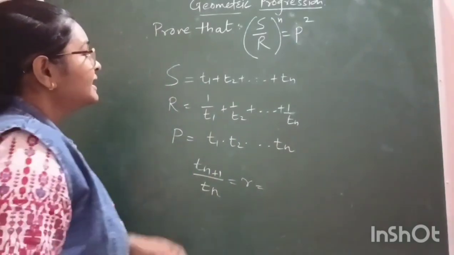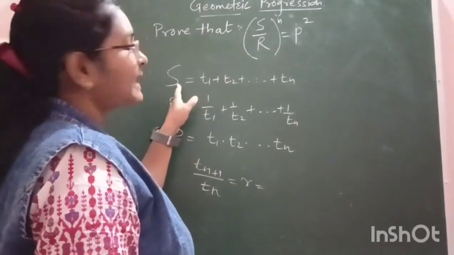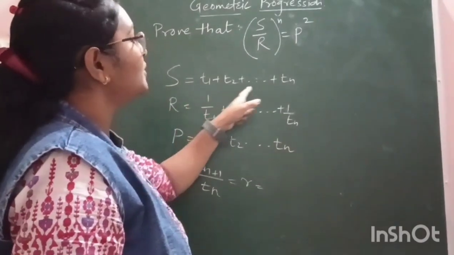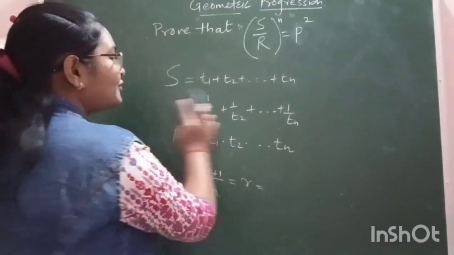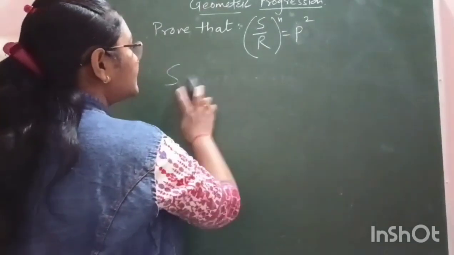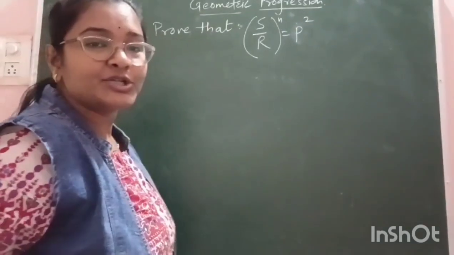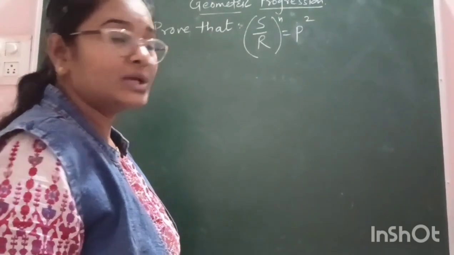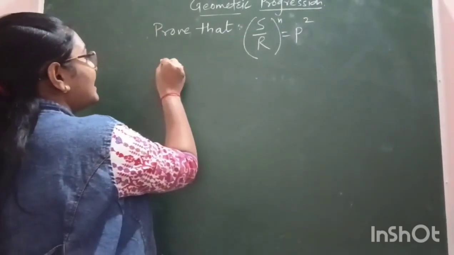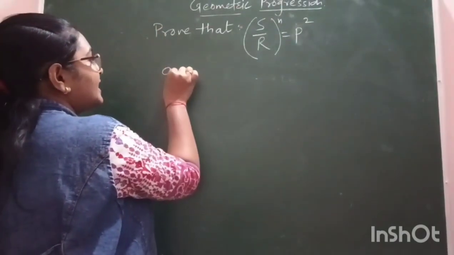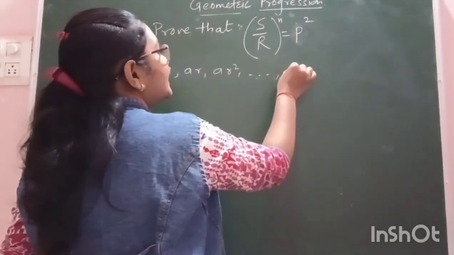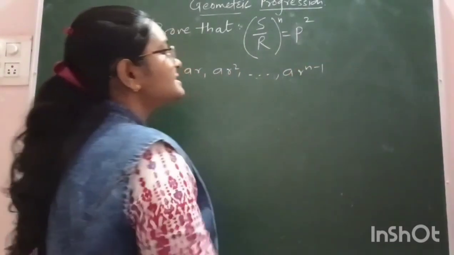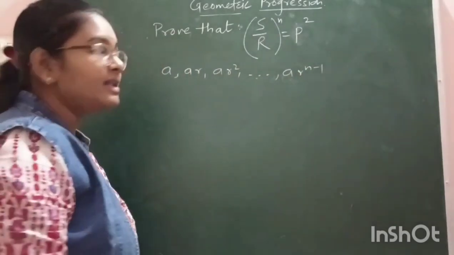Now dear children, if we have the sum capital S is equal to T1 plus T2 until addition till Tn, we have to take the first term a and the common ratio r and write the given sequence. That means we have the sequence a, ar, ar square till ar raised to n minus 1. This is the nth term of the given GP.